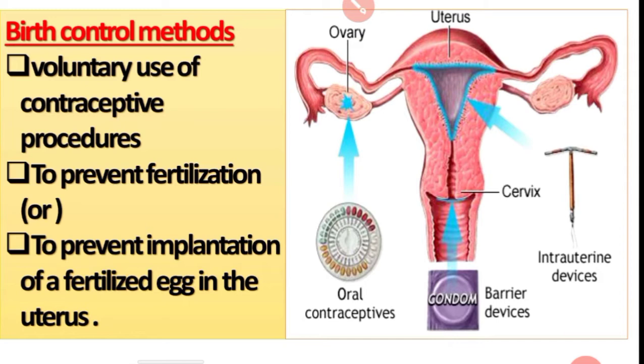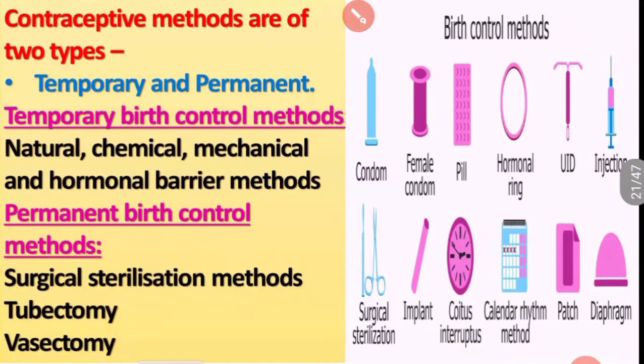What is the use of birth control? To prevent fertilization or to prevent implantation of a fertilized egg in the uterus. In the birth control method, fertilization is prevented. What is fertilization? Fusion of male and female gamete is called fertilization. That should be avoided with the help of birth control methods. One more thing, it also prevents the implantation of the fertilized egg in the endometrium.